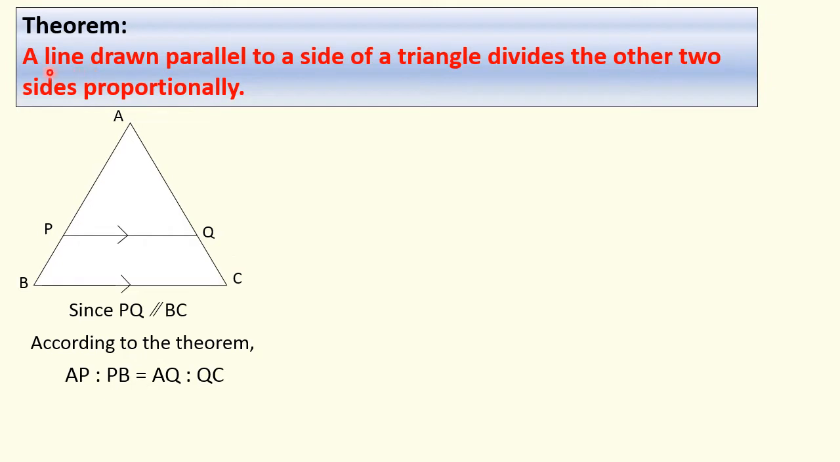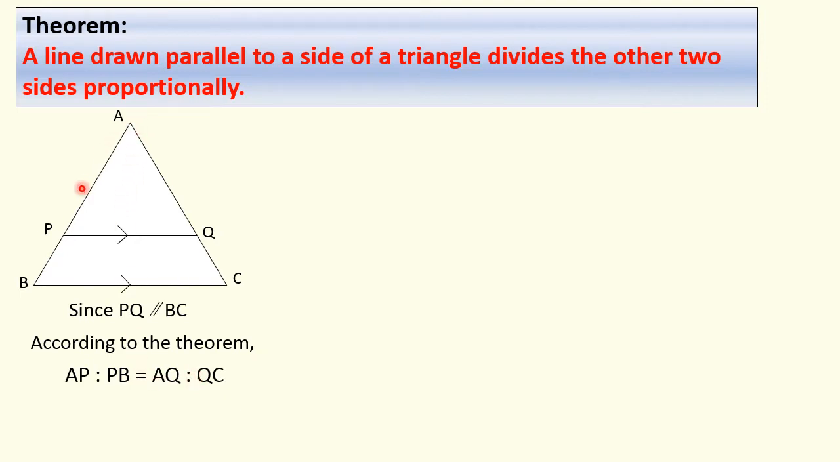See what the theorem says: a line drawn parallel to a side of a triangle. Here this is the line drawn parallel to side BC, and it divides the other two sides. Which are the other two sides of the triangle? AB and AC. So this line PQ divides the other two sides proportionally. Proportionally means the ratios of the divisions are equal.